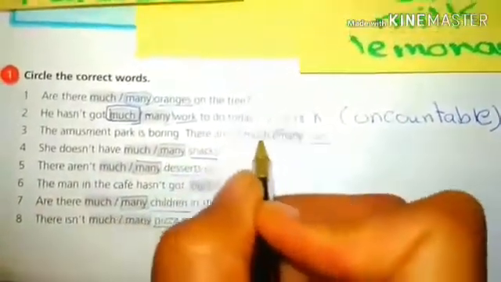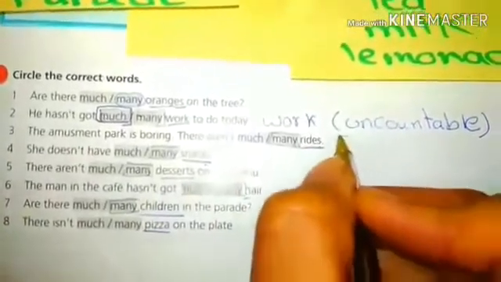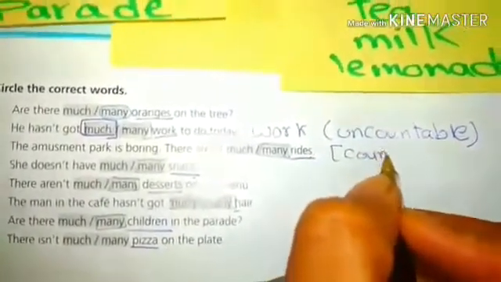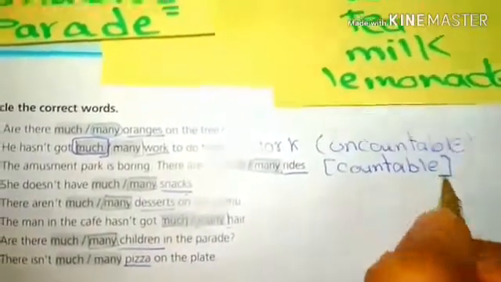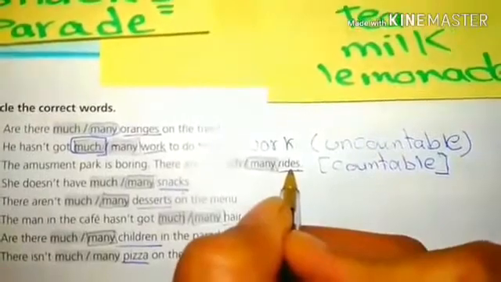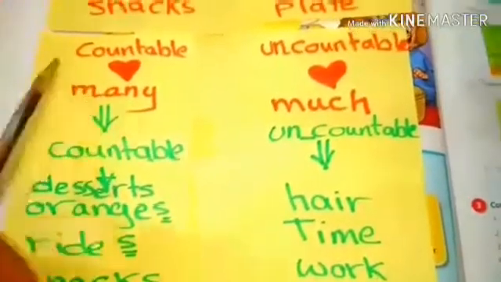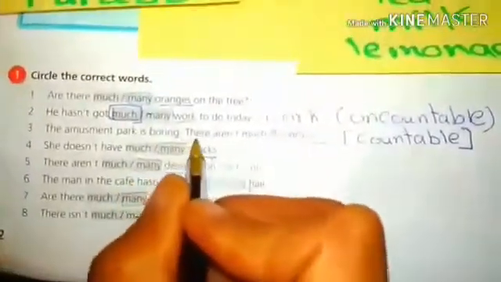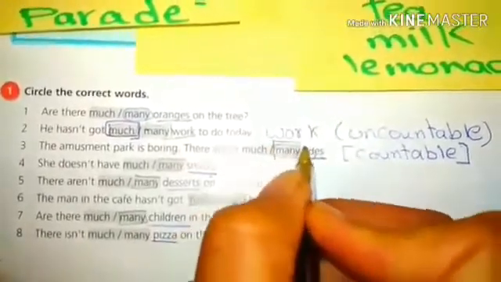Number 3, the amusement park is boring. There aren't much or many rides. Rides, it's a countable noun. I want you to write countable. And the countable noun, as we said before, loves many. So, there aren't, of course, many rides.